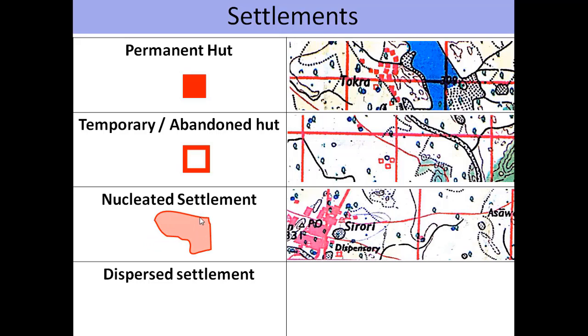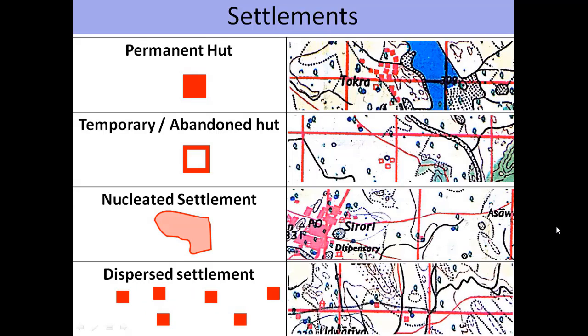Nucleated settlement. These are very closely packed settlements. One best example shown on the map extract is Sirohi. These red color squares and rectangles are very closely packed and they are called nucleated settlement. Dispersed settlement. As you can see, these red color squares are far from each other and this represents dispersed settlement. On the map extract also you can see these red color squares are far from each other. These are called scattered or dispersed settlement patterns.